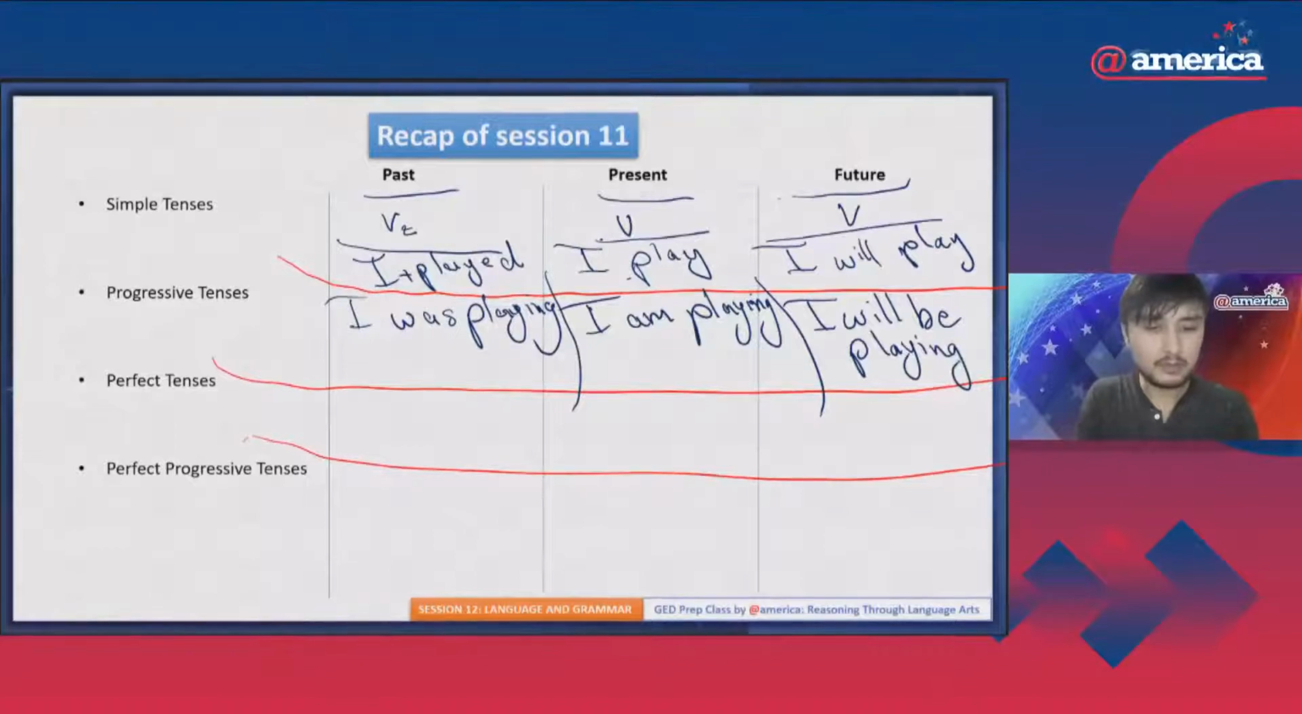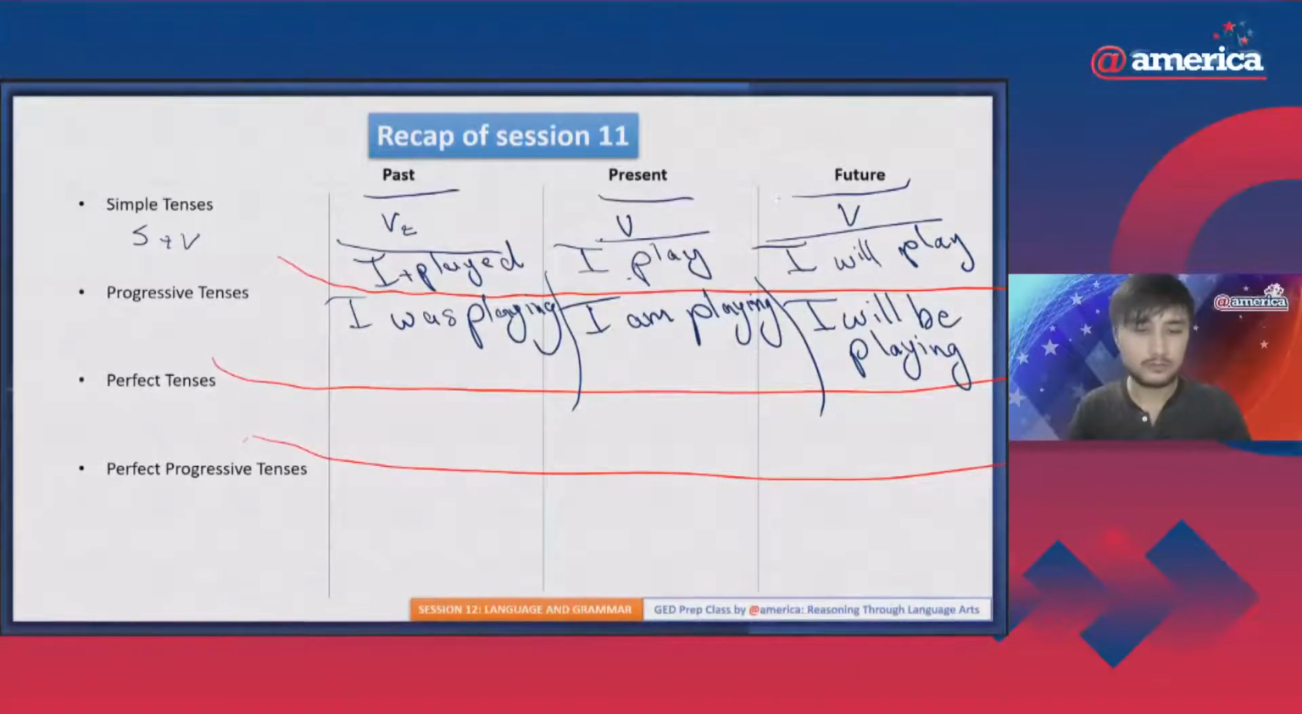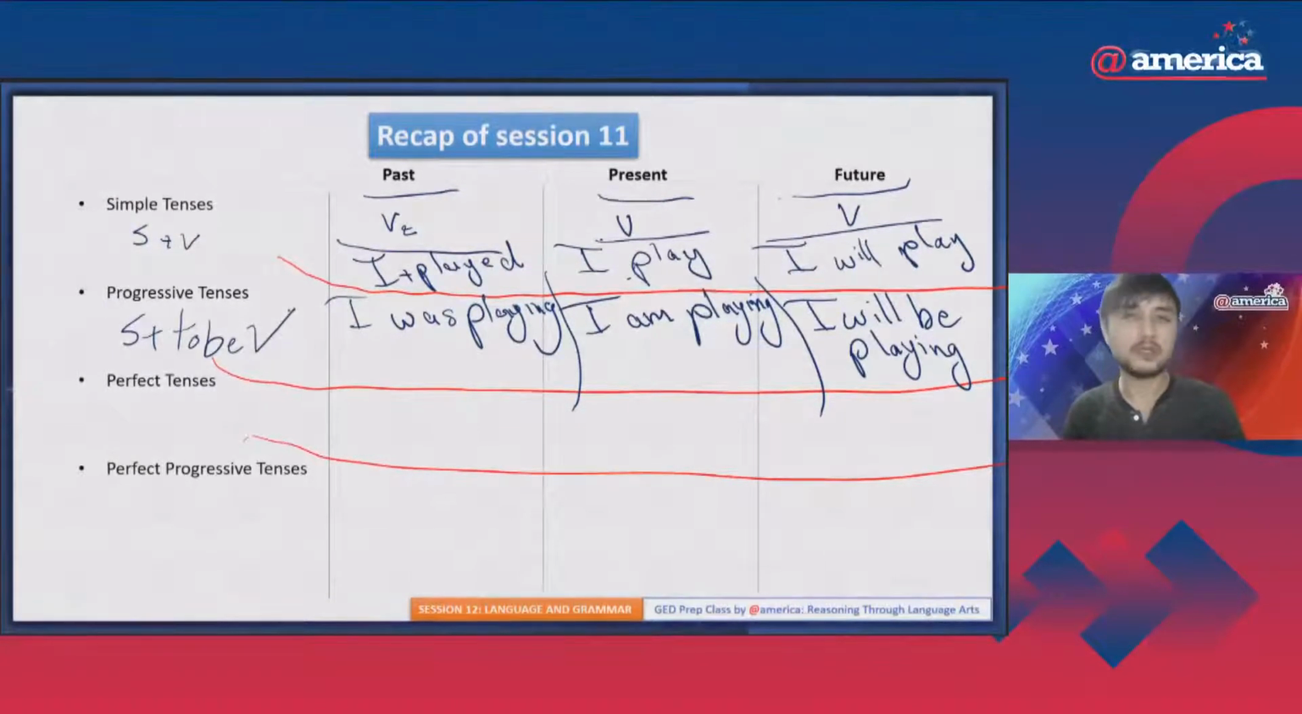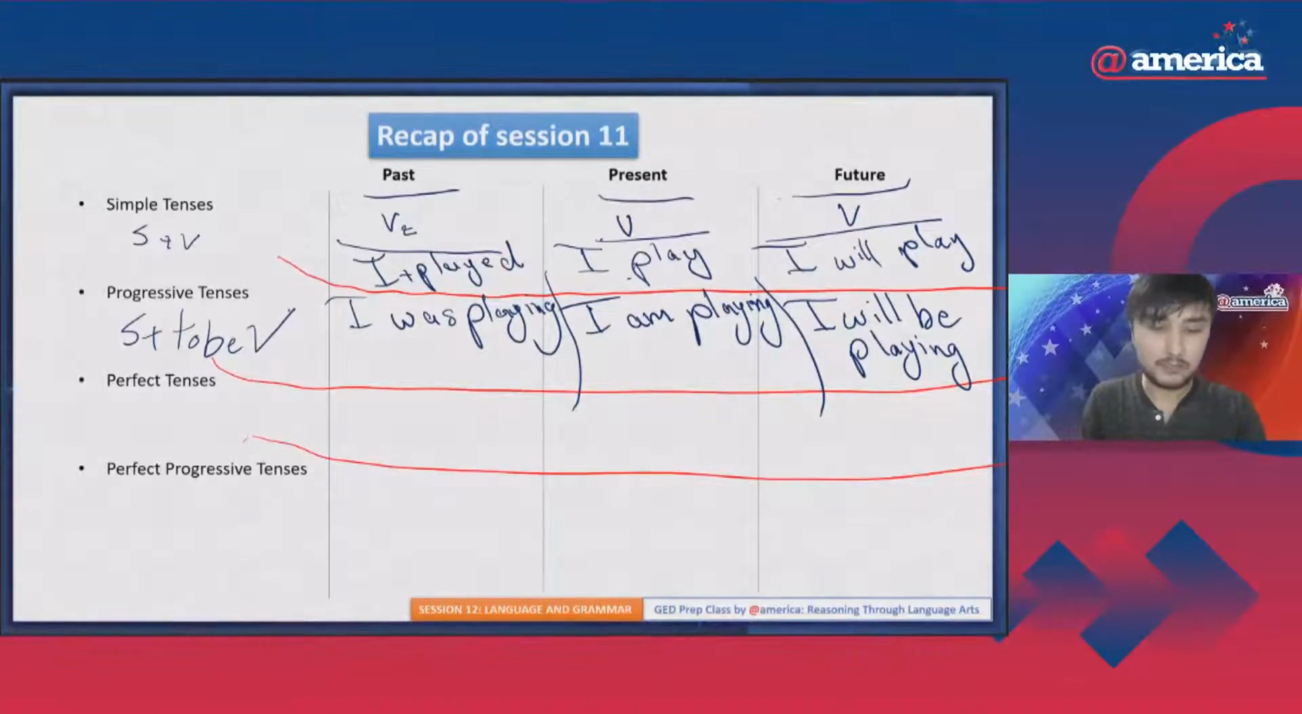So this is subject plus verb, and either the first form or the second form. But for this one, you have subject, and you certainly have to be verbs, the progressive ones, which are am, is, are, was, were, and be, been. For the perfect tenses, if we want to talk about something in the past, then we have to use the past form of to have verbs. We have subject and we have had.